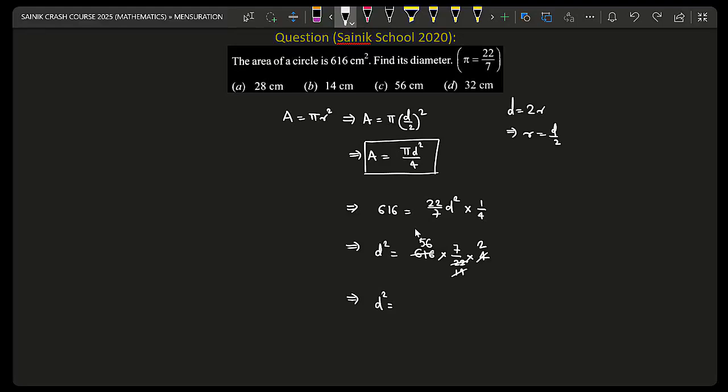Sir, 7 8s are 56. So we can write 7 into 8 into 7 into 2. I'm not leaving 8 as it is because 8 is not a perfect square. So can I write 8 as 2 into 2 into 2? Like this, can I split all the numbers? Yes, sir. Now it is very easy to find d. Whenever a square term is factorized like this, from every pair we can take one number. From 7 and 7 I can take one 7. From 2 and 2 I can take one 2. And from the remaining 2 and 2 I can take one 2. Is it very simple to find the square roots?